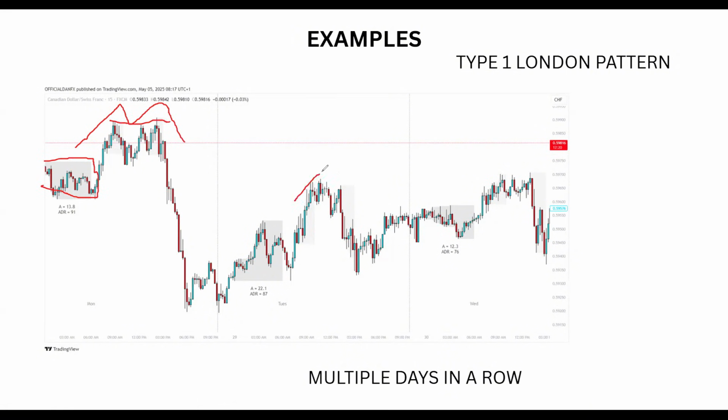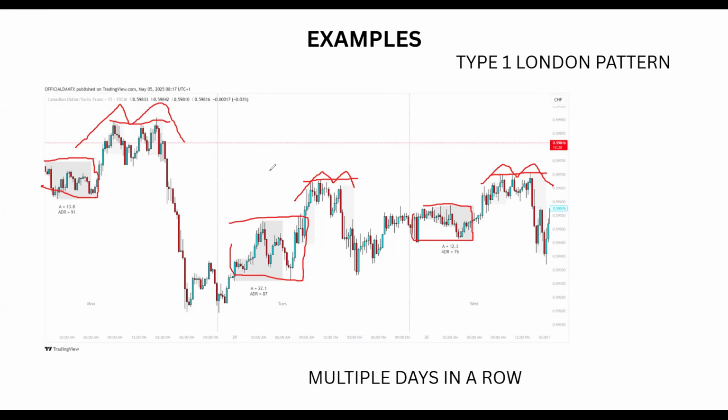We have an M formation here also outside the Asian range. Again, they did not break this high. We have another M formation here outside the Asian range. Again, they did not break this high. If they break this high, the trade becomes invalid unless they enter back in, right?